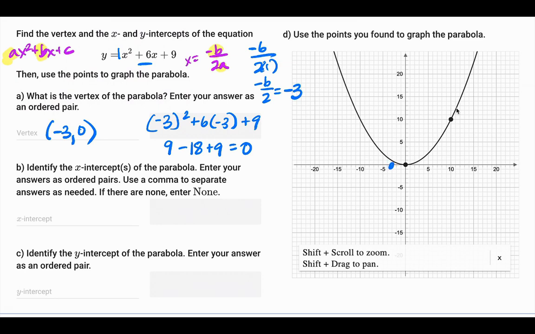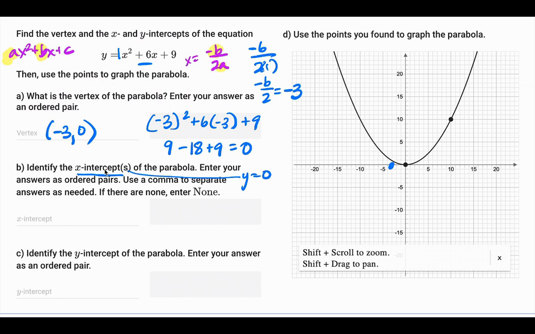And when you're doing this on the computer, obviously you're going to drag this over, but this is just a screenshot, so I can't. So identify the x-intercepts of the parabola. Okay, so what are the x-intercepts? That's where y equals 0.